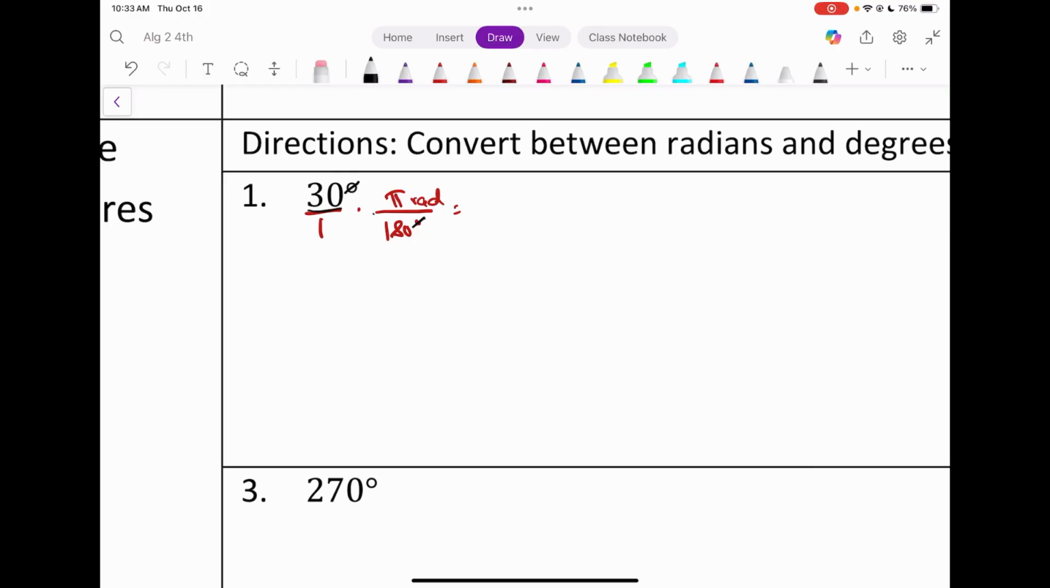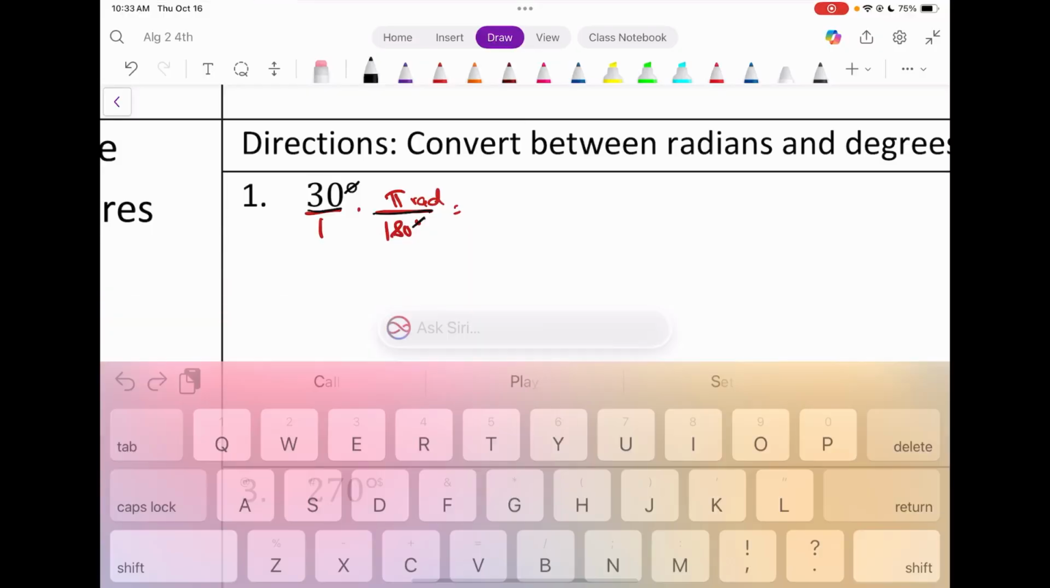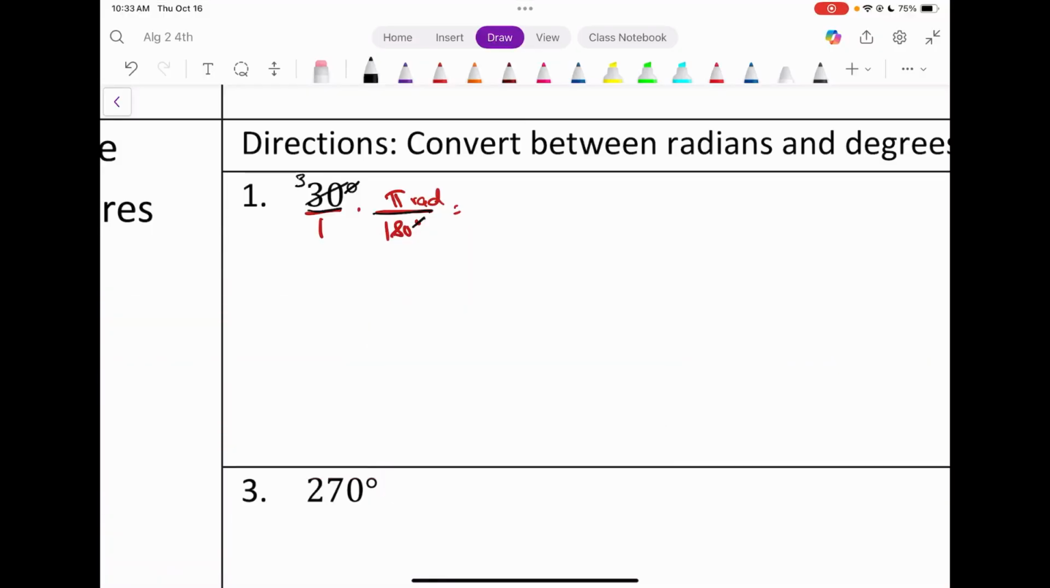So 30 and 180, I can reduce. First off, I can mark it off and divide by 10. If I divide this by 10, it gives me 3. Divide this by 10, it gives me 18. Then I can divide each of them by 3. Divide 3 by 3 gives me 1. Divide 18 by 3, it gives me 6. So on top, you're left with 1 times pi, which is just pi. On bottom, you're left with 1 times 6, which is 6. And that's now in radians.